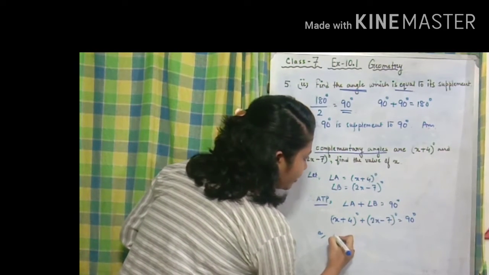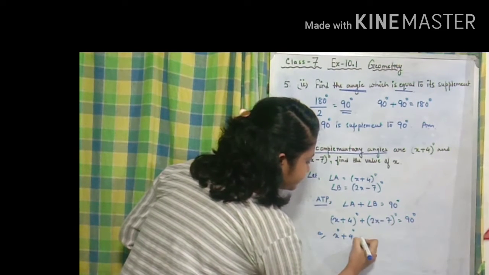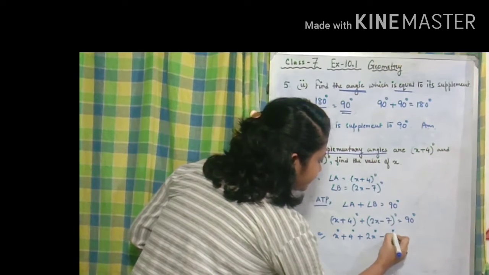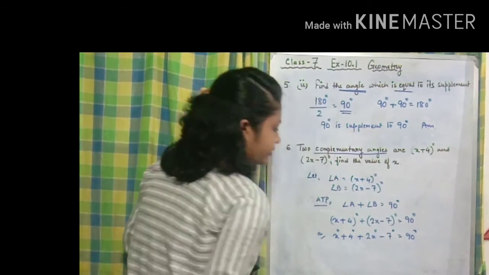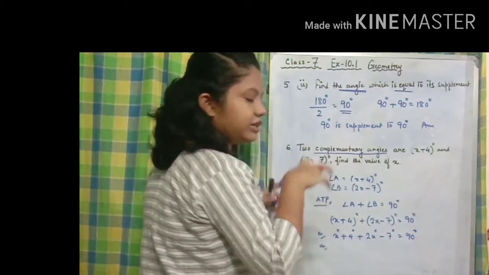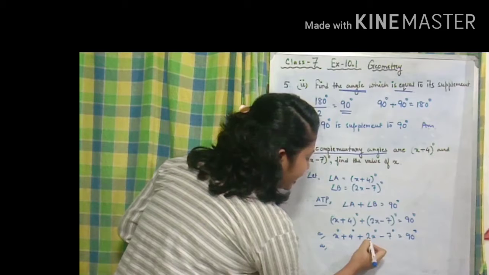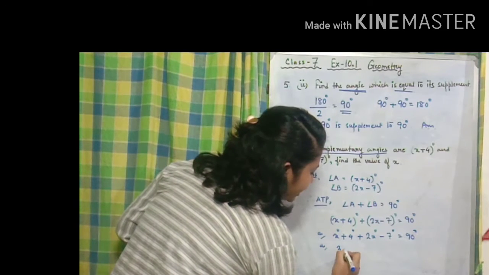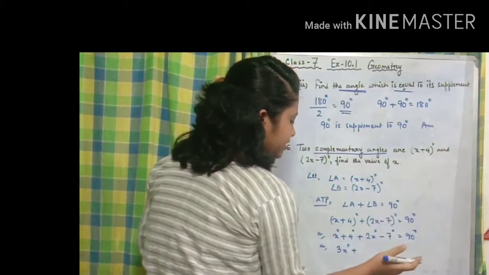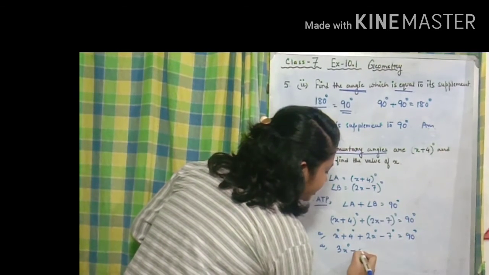Now we all know already how to do algebraic expressions, right? So we are going to solve this. So x degree plus 4 degree plus 2x degree minus 7 degree equal to 90 degree. Alright, so we are going to sum up the like terms. So 2x plus x gives 3x degree, plus minus 7 plus 4 gives minus 3 degree.